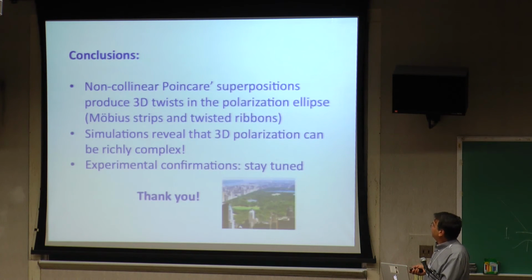So in conclusion, I'm going to tell you that non-collinear Poincare superpositions can produce 3-dimensional twists in the polarization ellipse. The simulations reveal a 3-dimensional Stokes field that is really complex and rich. And we're still working on that experimental confirmation.